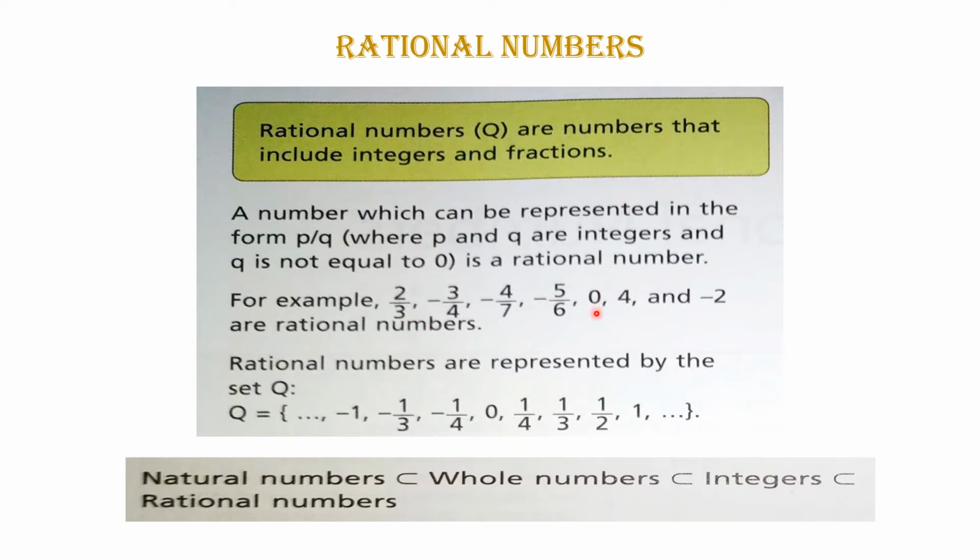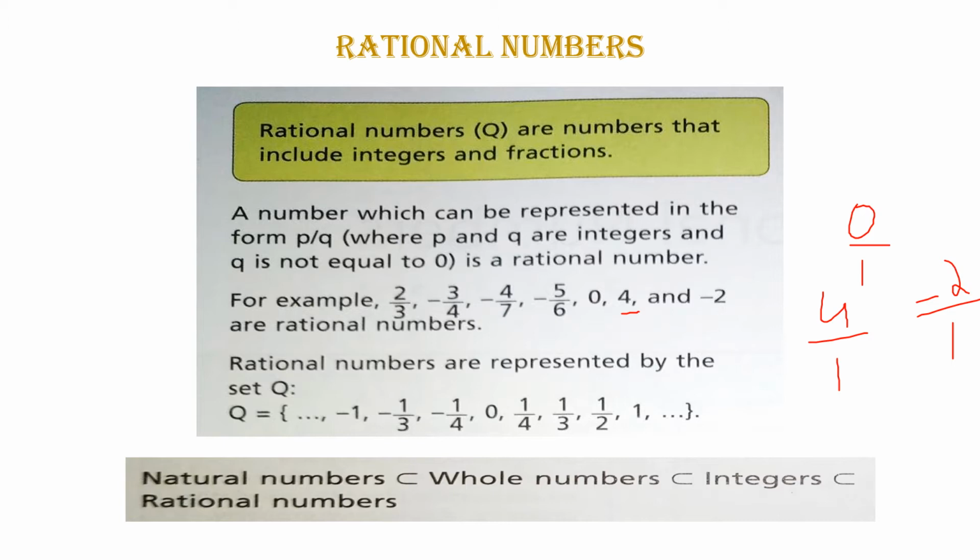Now 0 is not in the form of a fraction, but we can make it a fraction if we write 1 in the denominator. Similarly 4 by 1, minus 2 by 1. So all the integers can be written in the form of a fraction if we write 1 in the denominator.